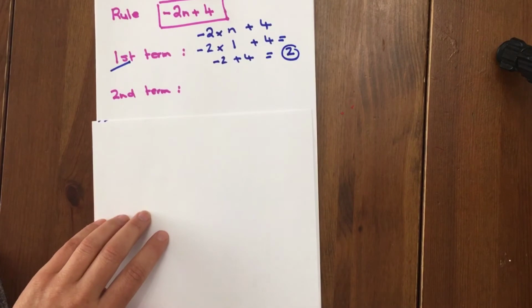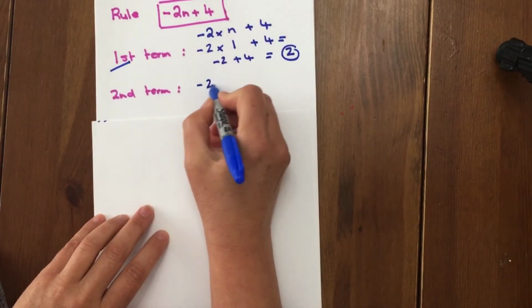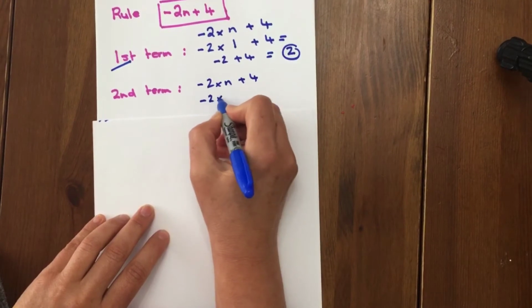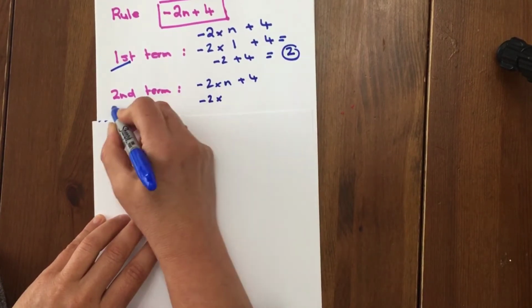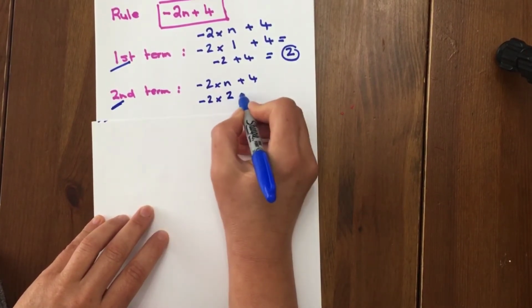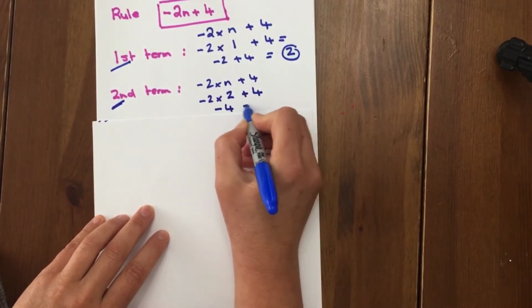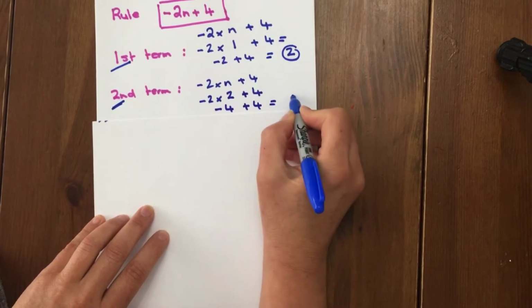Okay, my second term. So this is my rule. The rule stays the same. Negative 2 doesn't change. n is 2 because it's the second term. The 4 stays the same. That's negative 4 add 4, which would be 0.